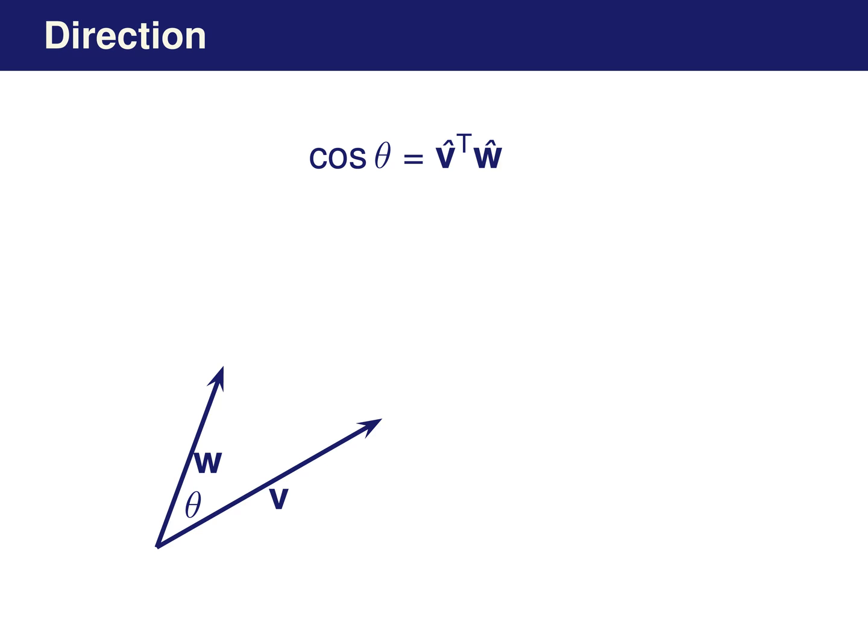The angle theta subtended by two vectors v and w can be found by using trigonometry. The cosine of theta is equal to the dot product of the unit vectors v hat and w hat, which is equivalent to the inner product of v and w, divided by the Euclidean norms of v and w. From this we have the identity, which says that the inner product of v and w equals the length of v times the length of the projection of w onto v.